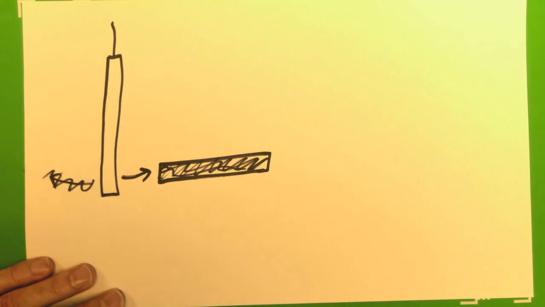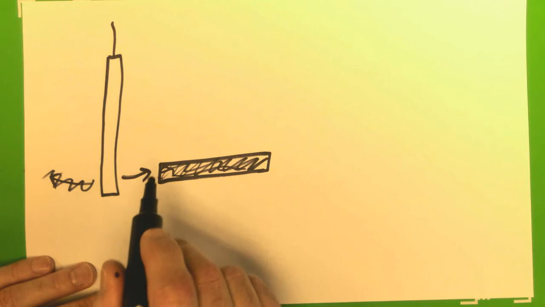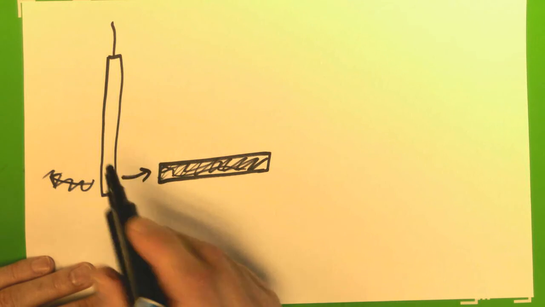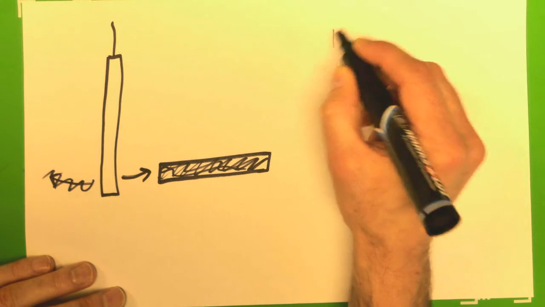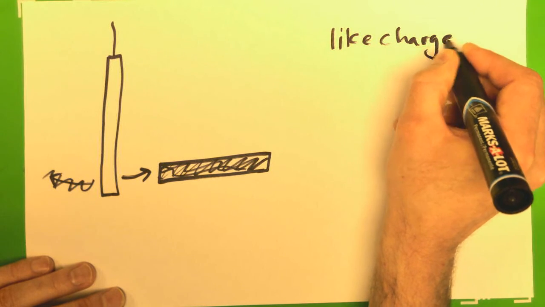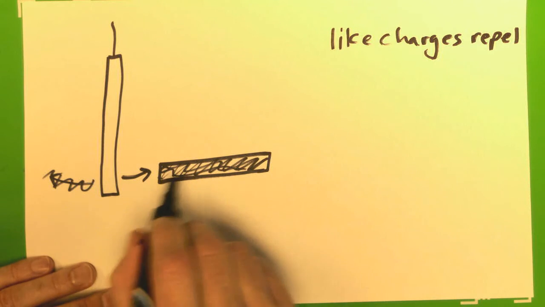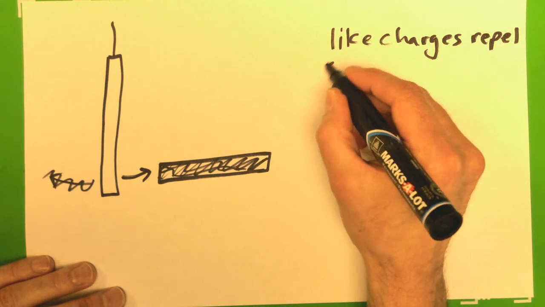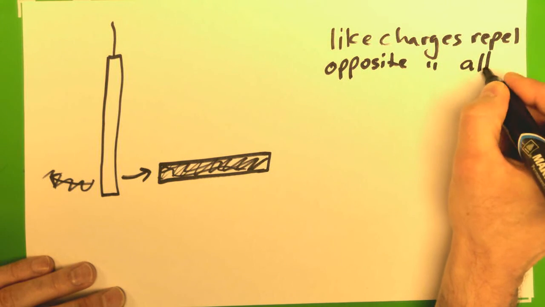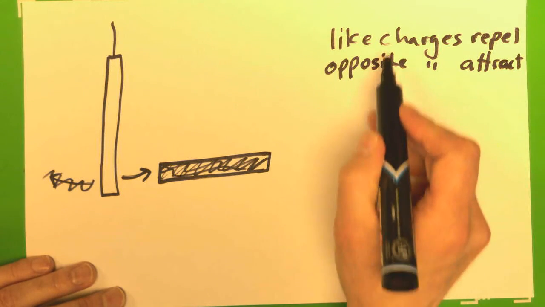Okay, then we can do some other stuff. So for example, we can see that if we bring the two of the same together, they repel. So we can say that like charges repel. That's something we can conclude here. Like charges repel. All right, and opposite charges attract. Okay, so there's some rules that we start to build up.